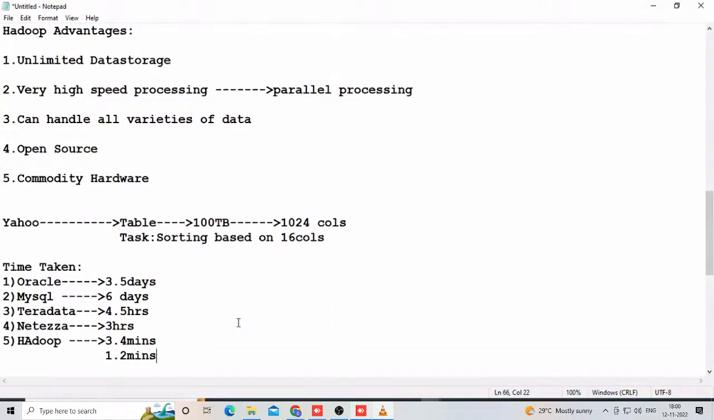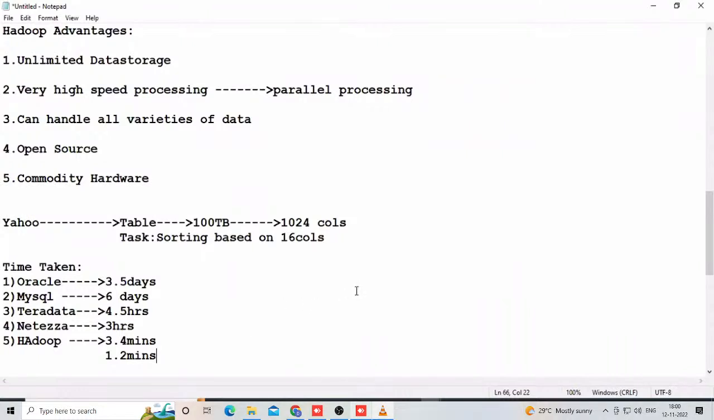But Spark has got very high speed, even more than Hadoop, because of in-memory computation, memory level storage, and memory level processing, which you are going to see. So this is what Hadoop has proven in the market. From the processing point of view, very high speed. From the storage point of view, unlimited data storage.